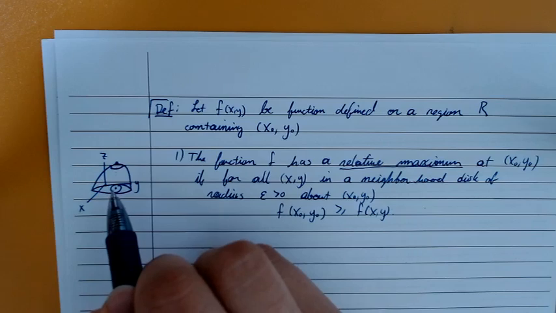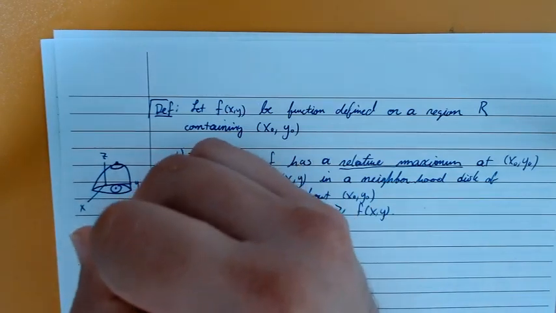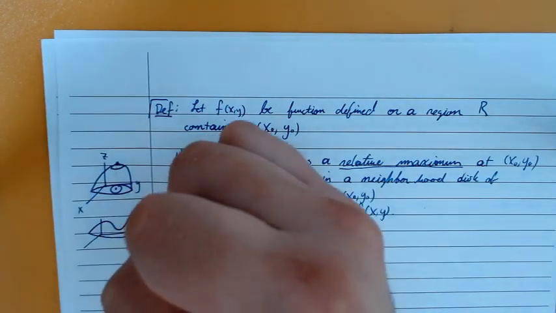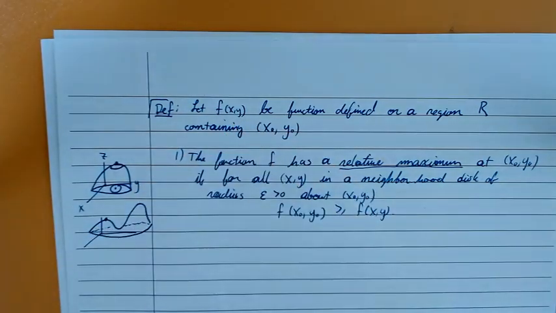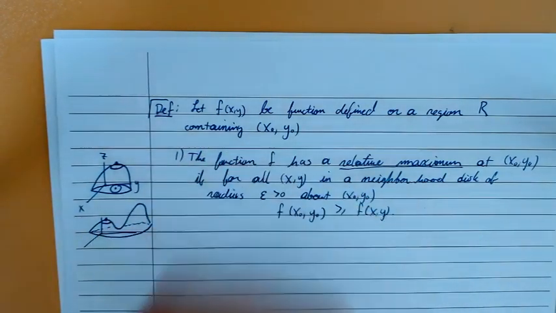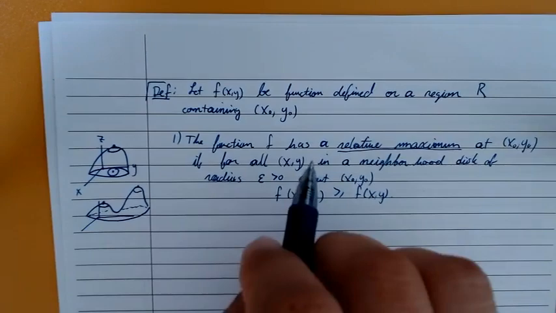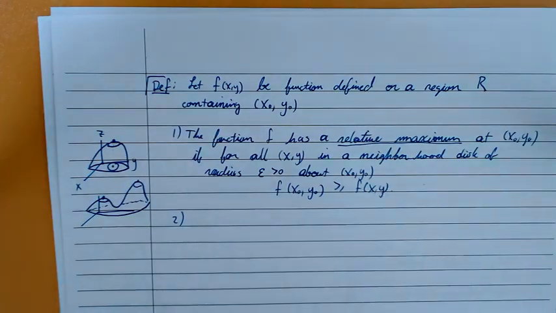Note this does not have to be the highest point of your entire function. For example, you might have something that looks like this. And here, this would still be a relative maximum because even though it's not the highest point of the entire surface, it's still higher than all the points nearby. This would also be another relative maximum. So note that you can have more than one of each, more than one relative maximum or relative minimum, which we can define similarly.